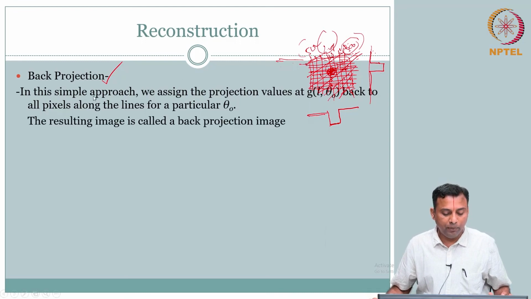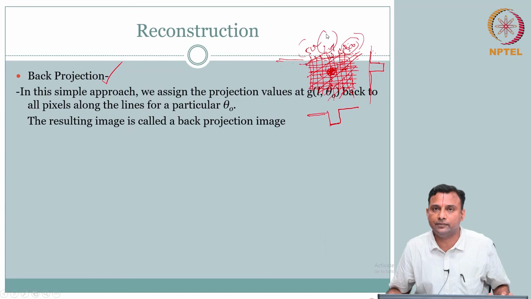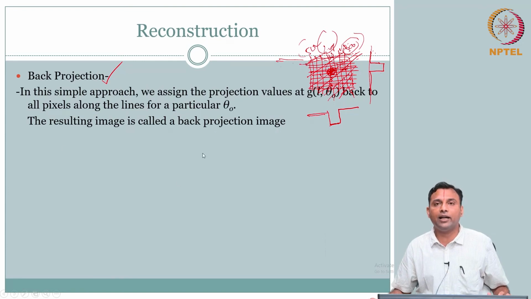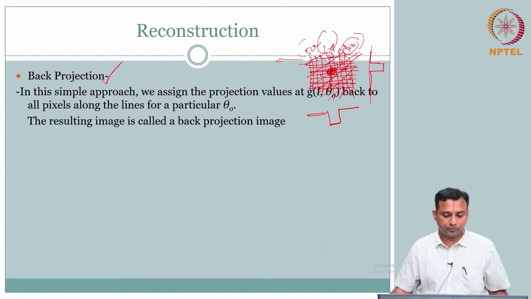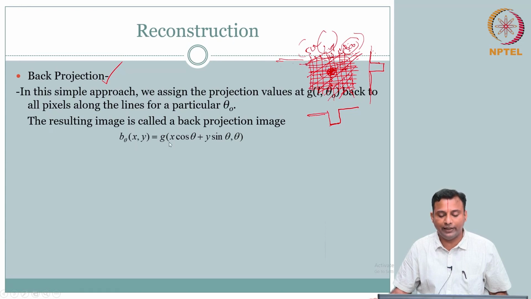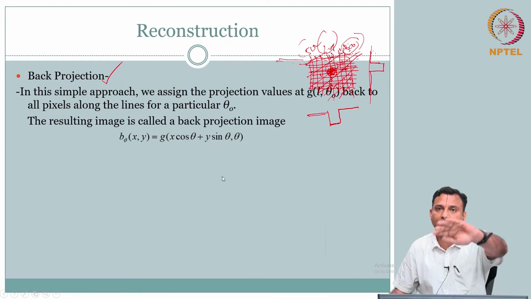So it is a simple approach. We assign the projection values g of L comma theta naught back to all pixels along the lines. This is what I did, back to all pixels along the lines. The resulting image is called the back projection image. So we will write it mathematically: back projection at theta, for one theta value, of x comma y is nothing but the same projection g, evaluated along that line, g of x cos theta plus y sin theta comma theta.